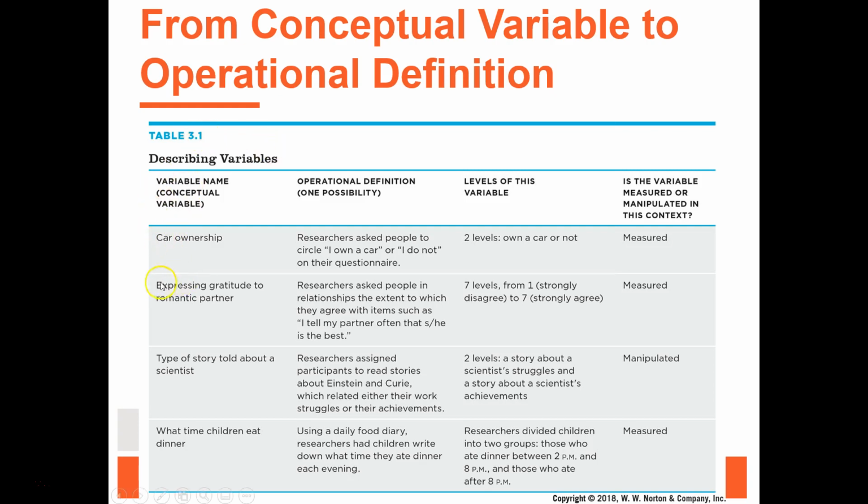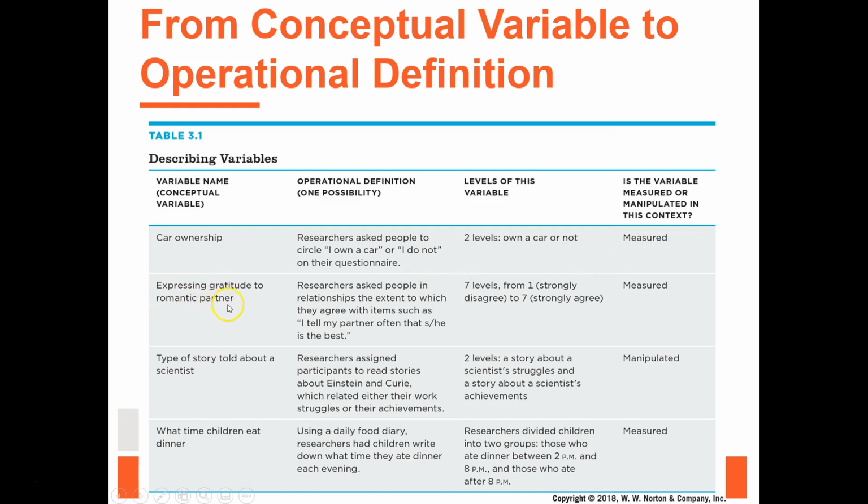And so here's some examples from your book. The conceptual variable of car ownership. We're interested in people who own cars and how they operationally defined car ownership. This is just one possibility. They asked people to circle, I own a car, or I do not own a car on their questionnaire. So the variable is car ownership. There were 2 levels, own a car or not. And in this case, it's measured, right? I'm measuring it. I'm just asking them and observing what their answer is, right? I'm not giving people a car. That would be manipulating it. Here's a car. You own it now. And take away people's cars for other people.